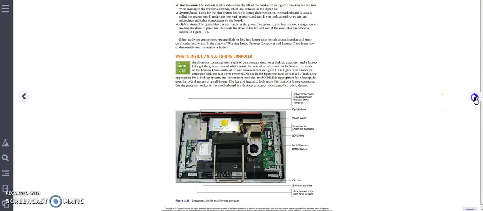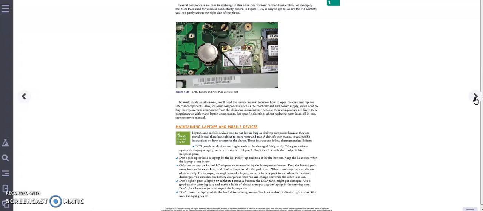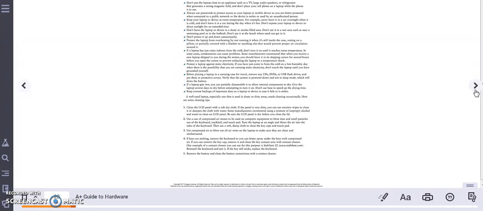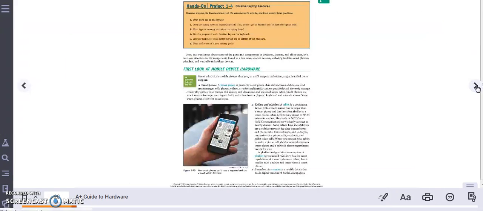Talks about an all-in-one computer here. Here we go into maintaining laptops and mobile devices on page 27. There's a checklist or procedures. Another hands-on project here on page 29, project 1-4, observing laptop features. I recommend that you could write about this also for your paper.